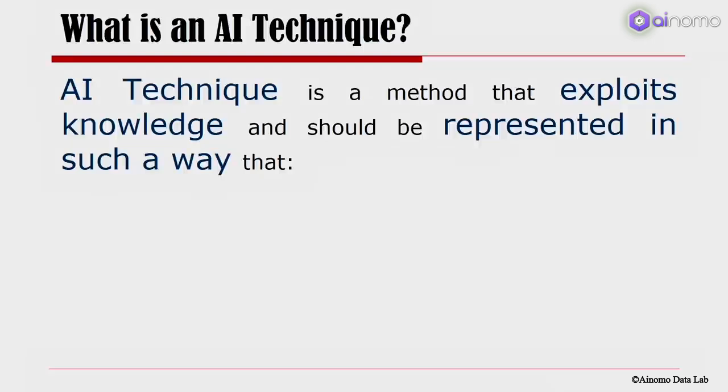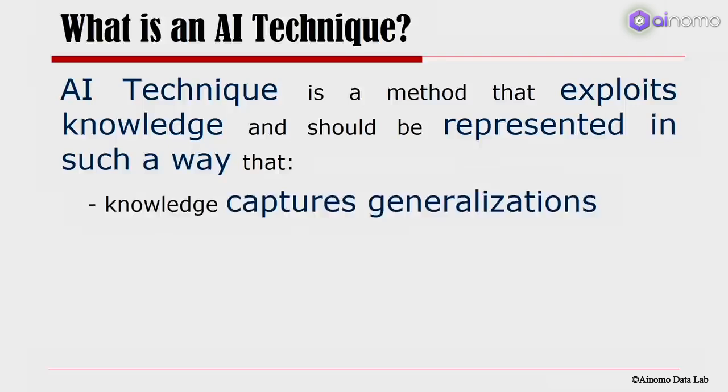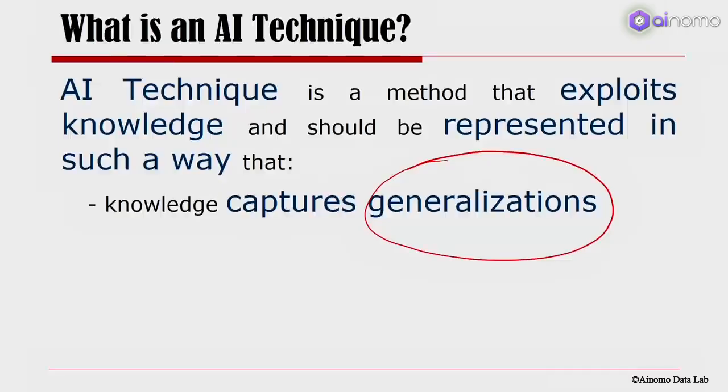An AI technique, therefore, is a method that exploits knowledge, and it should be represented in such a way that this knowledge captures generalization. Here it is very important for us to note what we mean by generalization. Whenever we are talking of a technique that exploits AI, we are more interested in capturing the general information about the problem rather than capturing very specific things of the problem.